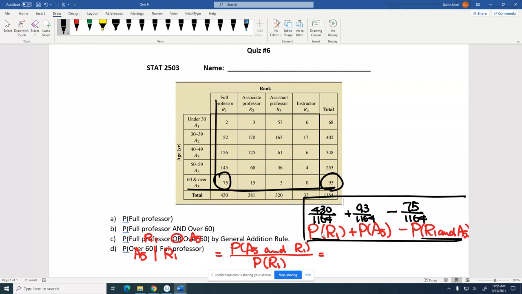R1 was the full professor, and you need a marginal probability: 430 out of 1164. So at the bottom, 430, then we can cancel out the denominator, and the fraction will be the conditional probability.